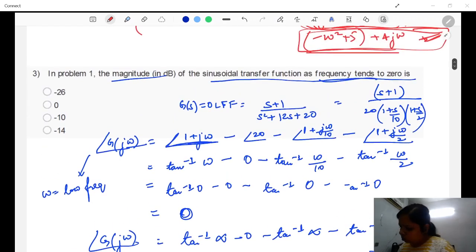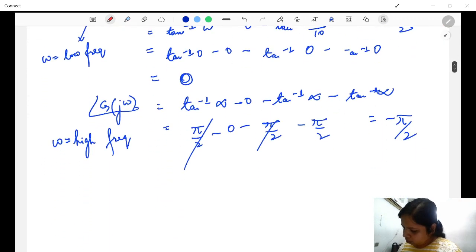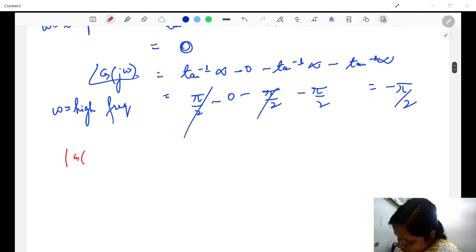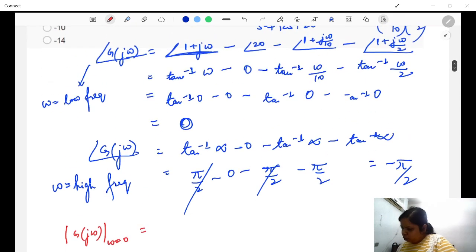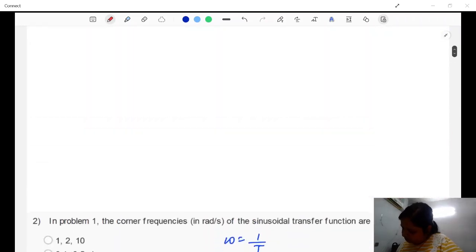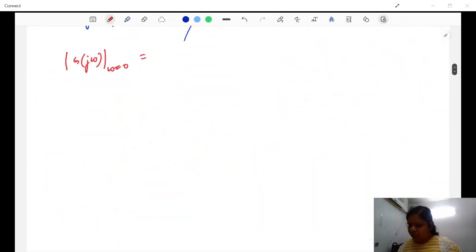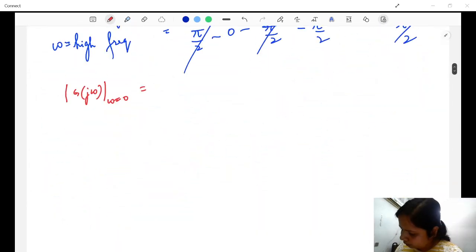Okay. Now, magnitude of the same transfer function as frequency tends to 0. Frequency tends to 0. What would you get? From here. I'm sure you have copied the transfer functions, so I don't need to go every time. So what you'll get? 20 log omega, right?